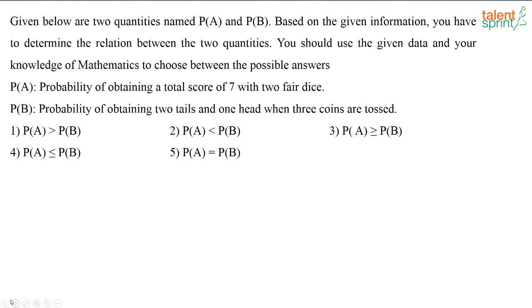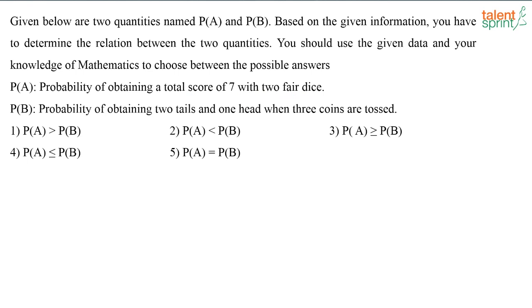This is a fairly easy one. The previous question was a little time consuming. Definitely you will have to try out both the possibilities. Without doing that you won't get the answer. This one is fairly easy compared to that. So what is P of A? Probability of obtaining a total score of 7 with 2 fair dice.